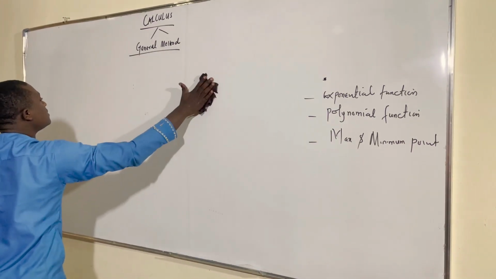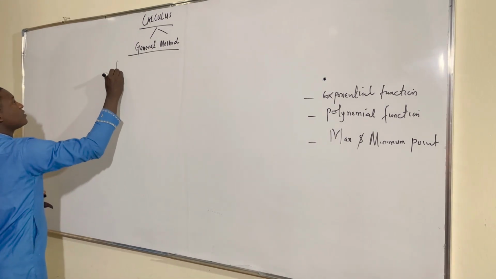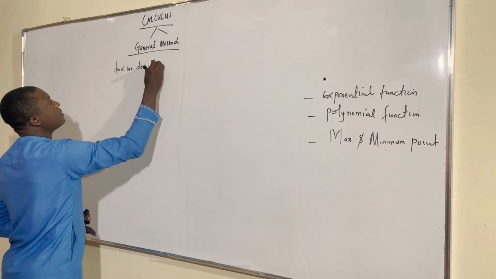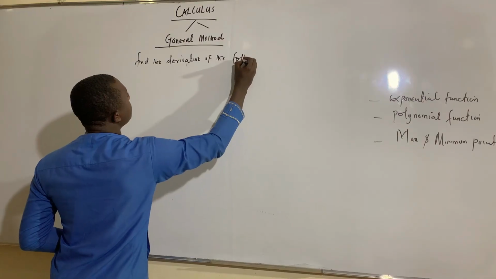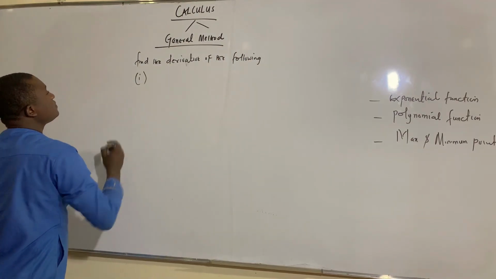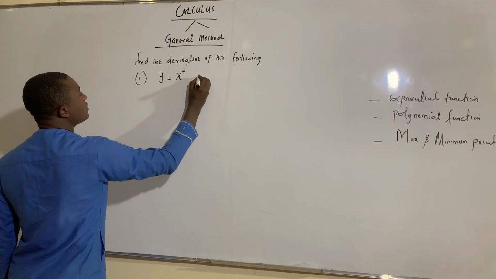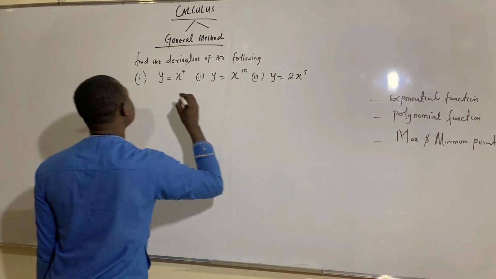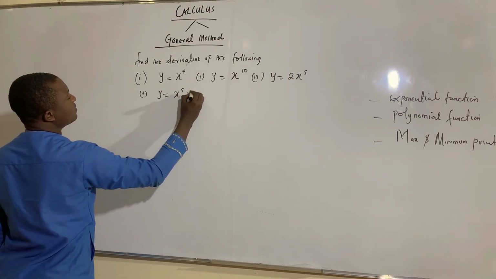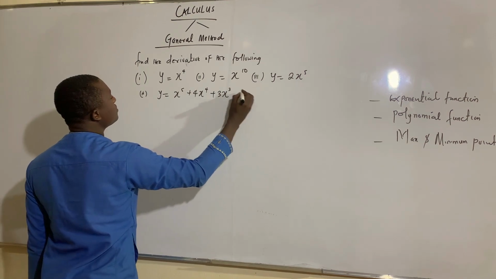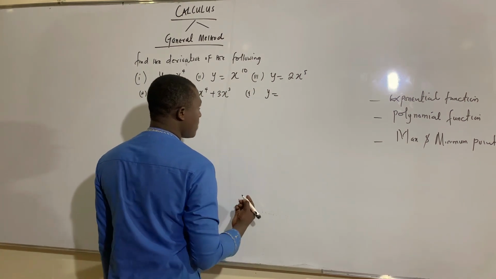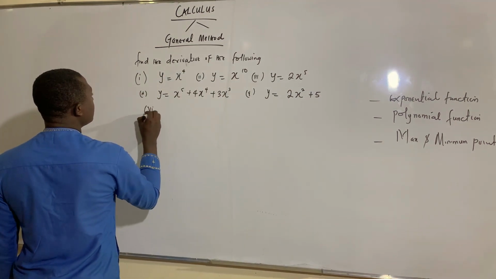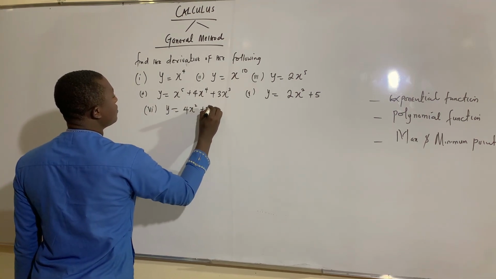Let's look at this. They said find the derivative of the following. 1, y is equal to x^4. 2, y is equal to x^10. 3, y is equal to 2x^5. 4, y is equal to x^5 plus 4x^4 plus 3x cubed. 5, y is equal to 2x squared plus 5. 6, y is equal to 4x squared plus 5x plus 10.